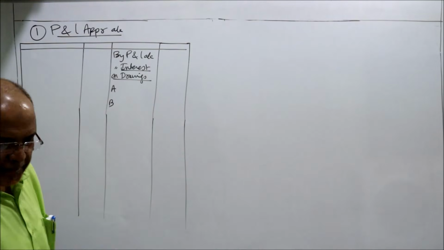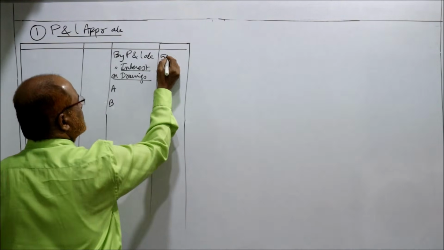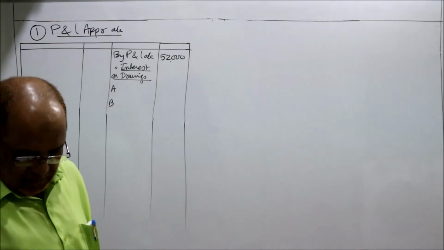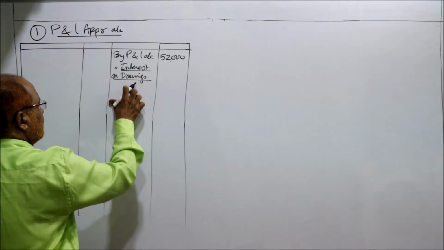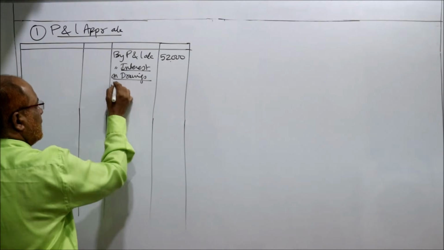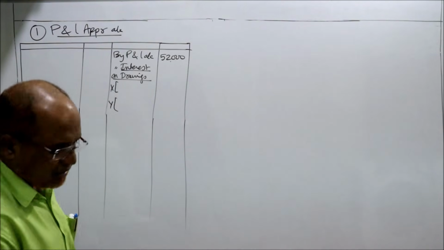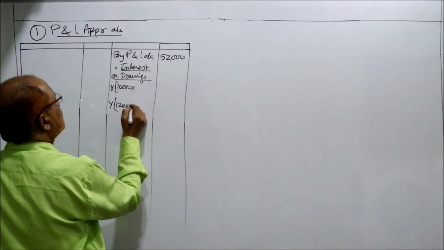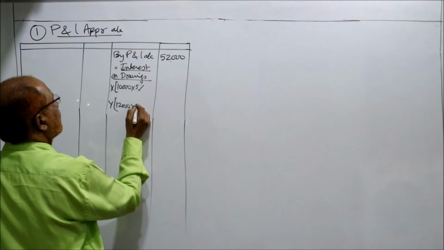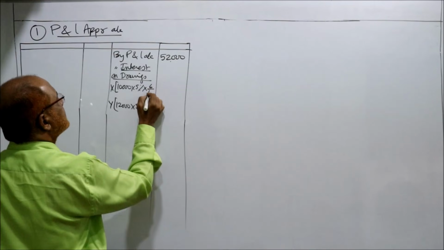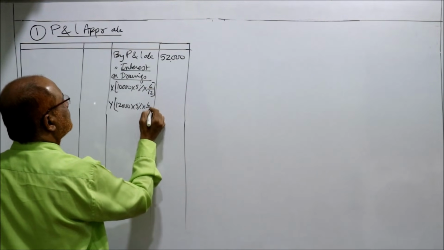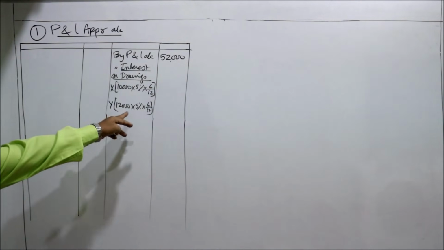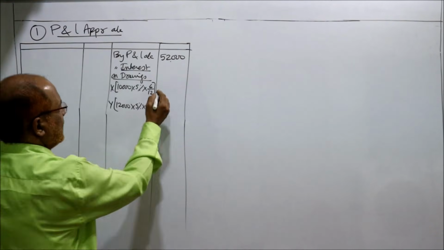See here, P&L account. How much is the profit given before adjustment? 52,000 is given. This profit is coming from the P&L account, right? Interest on drawings, X and Y. Here the partners are X and Y. The drawings made by X and Y are 10,000 and 12,000. And interest is to be calculated at 5%, but it is calculated only for 6 months, so 6 by 12. So 10,000 into 5% into 6 by 12, 12,000 into 5% into 6 by 12. 250 and 300.